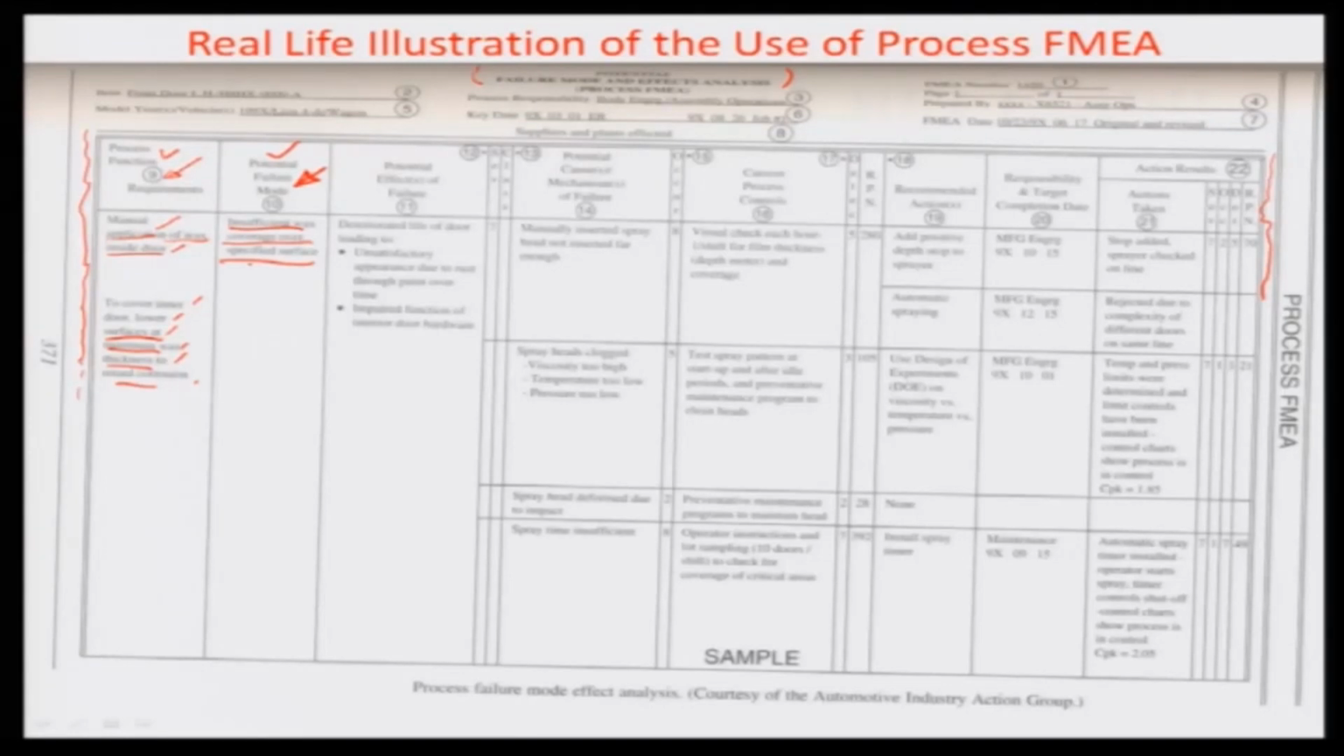And you can say that the potential effects of this failure, once this wax coverage is insufficient, could be the deteriorated life of the door, which can lead to an unsatisfactory appearance due to rust through paint over time. So obviously there is going to be a sneaking in of the water within the door, inner and outer, and it's going to start rusting the inside of the door. And so there is an unsatisfactory appearance because of this rusting through the paint over time. And then obviously the impaired function of the interior door hardware.